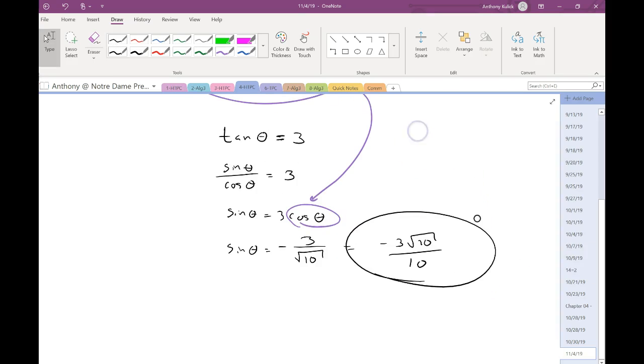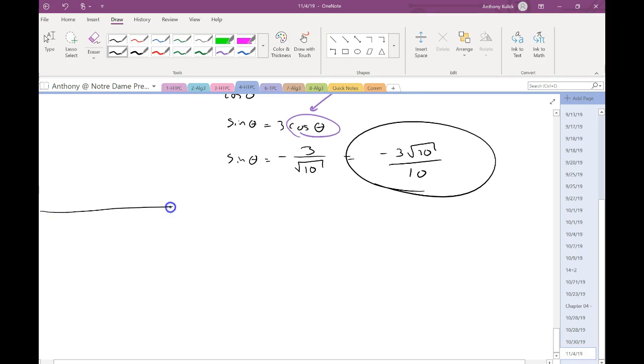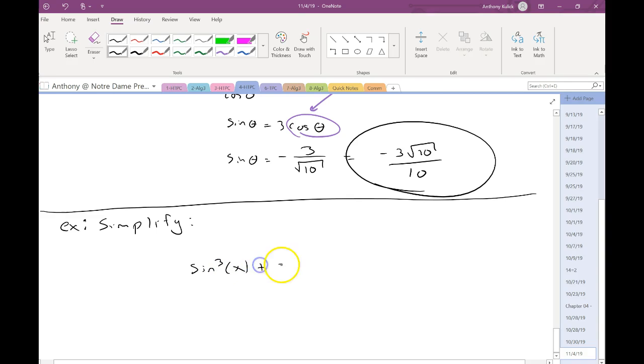Okay. Let's do another example. This will be slightly different. And the examples from here on forward in this section will all kind of be of this type, where we're asking you to simplify the expression. So when the direction says simplify, what do we mean by simplify?